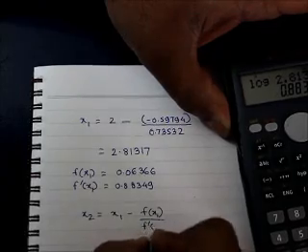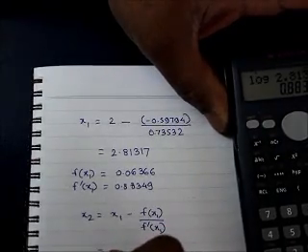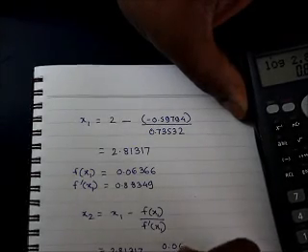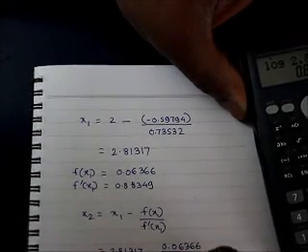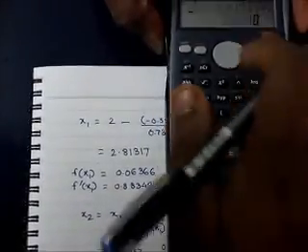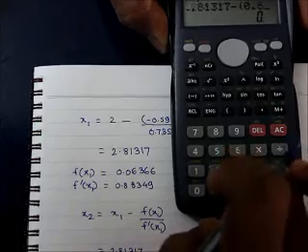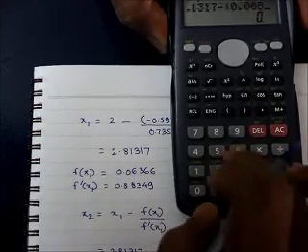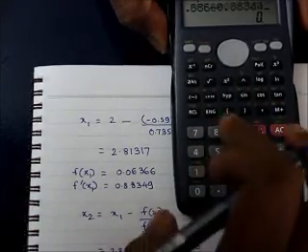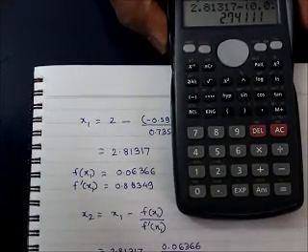Okay, right, which gives us our x2, which is equal to x1 minus f(x1) divided by f dash of x1, which is equal to 2.81317 minus 0.06366 divided by 0.88349. Okay, which is equal to 2.74111.